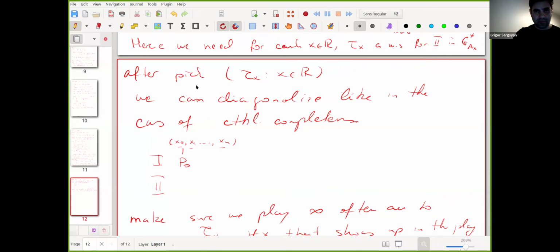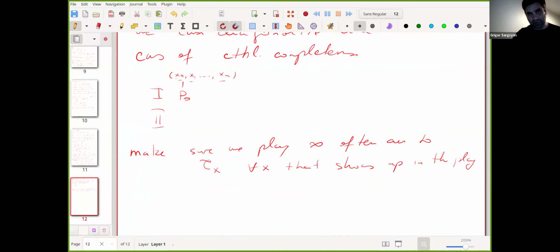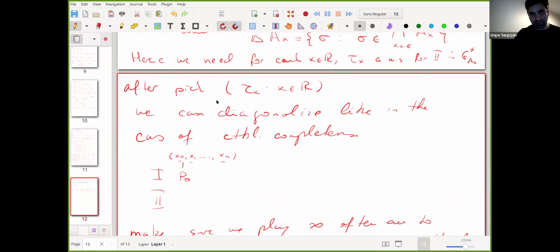All right, so let's stop here. I have to tell you maybe how to do this more properly, and it would be better if you think about how to do this more properly. The harder part is to figure out how to diagonalize, how to pick the strategies, because that requires some AD theory.